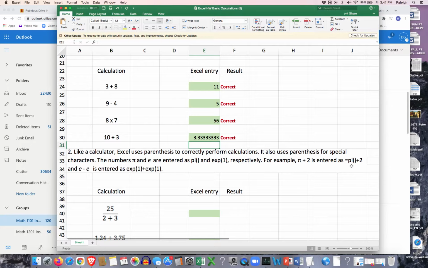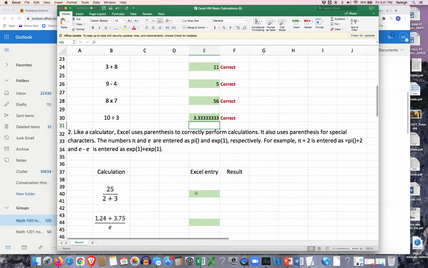Pi plus 2 is equals pi, open parentheses with nothing in it, plus 2. E minus e, well, this is a mistake. It would be exp of 1 minus exp of 1, because they did put minus. That would give you a 0. And this, by the way, will be the power of e. So e to the 1 power is e. Anything to the 1 power is just itself. X to the 1 equals x. So we'll come across that in just a minute.